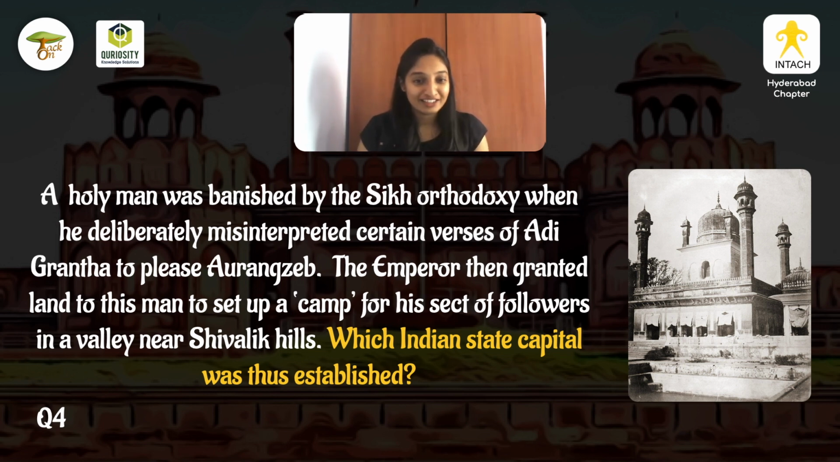Lot of hints in the question itself. It says camp for his sect of followers, and then it mentions the valley. So that pretty much sums up the etymology of this place as well. So which beautiful Indian state capital are we talking about? Moving on to the next question.